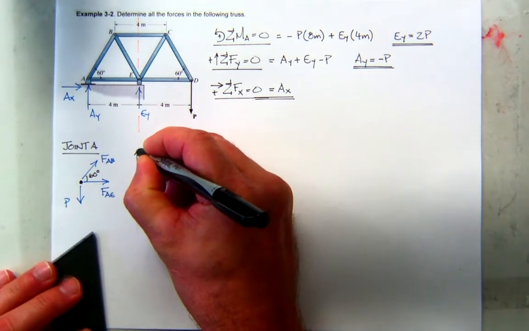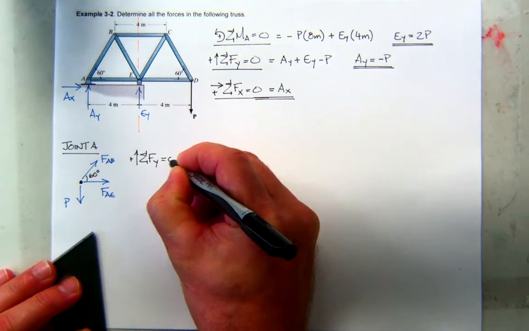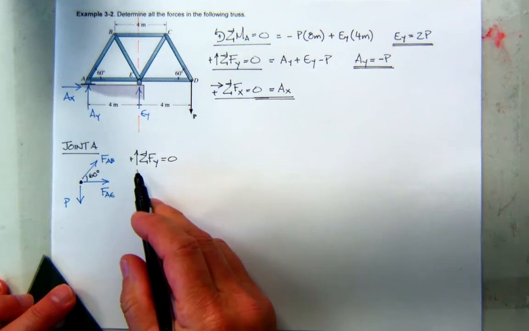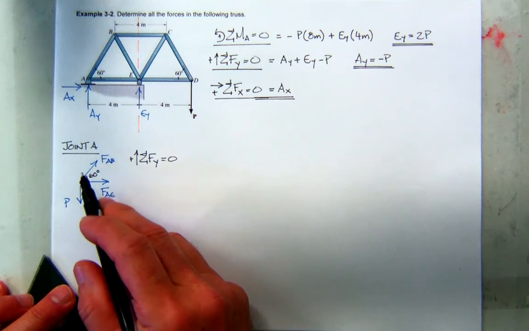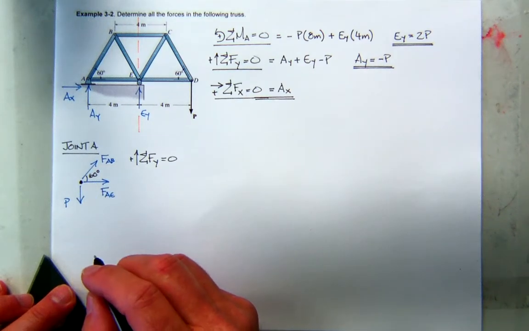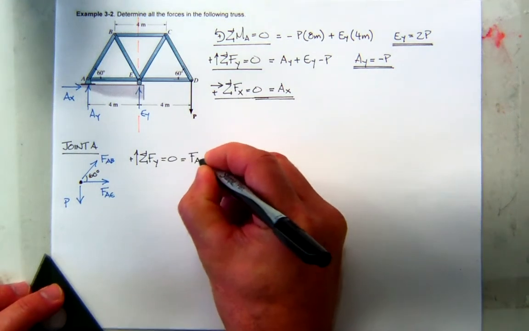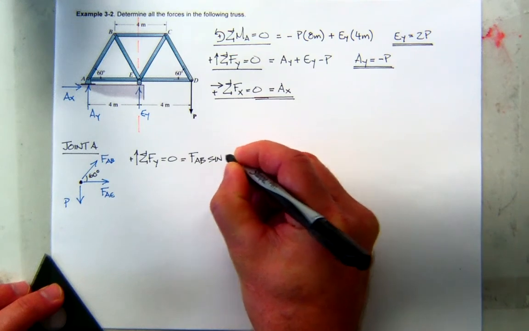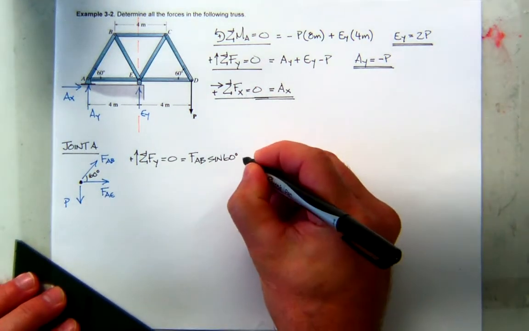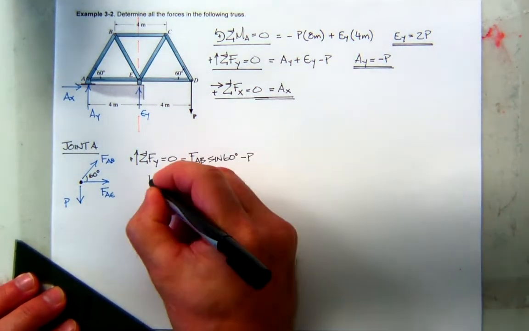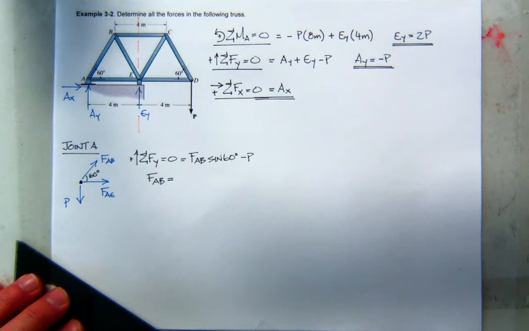One equation, 1 unknown. So summing forces in the Y direction, making sure it's in equilibrium, assuming up is positive, I'm going to have the Y component of AB acting up, and this is going to be what? The sine 60, right? So it's going to be up, so I'm going to have force AB sine 60. That's acting up. And what else is there? Minus P, the load P acting down. So I should be able to solve for the force in AB. It looks like it's going to be positive.